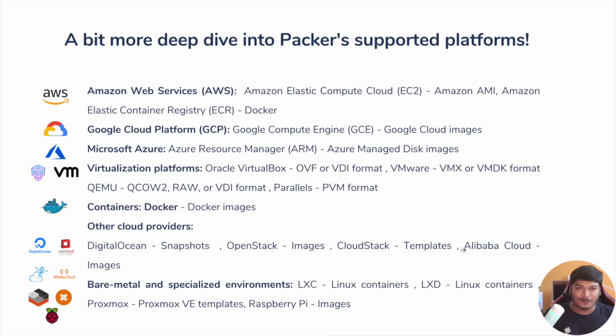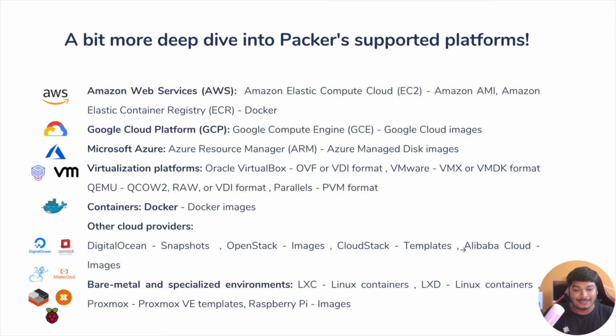First is AWS, or Amazon Web Services. There it has support for Amazon AMI and support for ECR. Then for GCP, or Google Cloud Platform, we have support for GCE Google Cloud images. Then for Azure, we have support for Azure Resource Manager and Azure Managed Disk images. For other virtualization platforms, we have support for Oracle VirtualBox, OVF, then the VDI format, and support for VMware, which is the VMX and VMDK format.